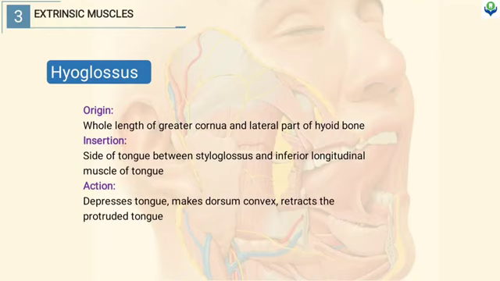Hyoglossus. It originates from the whole length of the greater cornu and lateral part of the hyoid bone. It gets inserted into the side of the tongue between styloglossus and the inferior longitudinal muscle of the tongue. It depresses the tongue, makes the dorsum convex and retracts the protruded tongue.